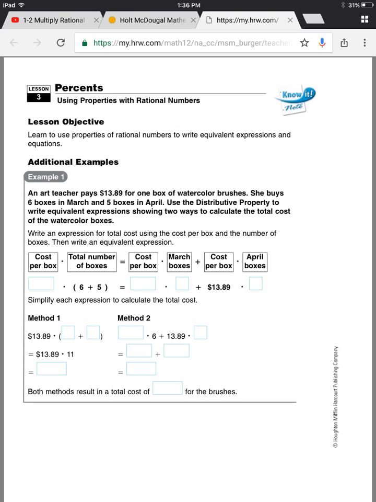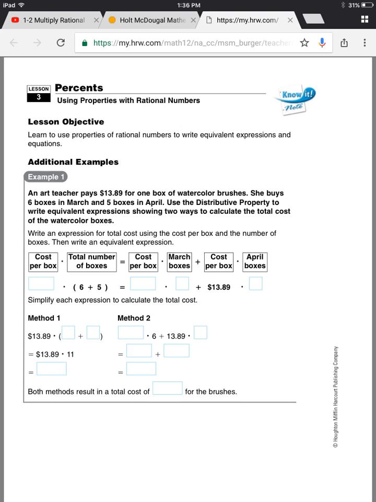An art teacher pays $13.89 for 1 box of watercolor brushes. She buys 6 boxes in March and 5 boxes in April. Use the distributive property to write equivalent expressions showing 2 ways to calculate the total cost of the watercolor boxes.